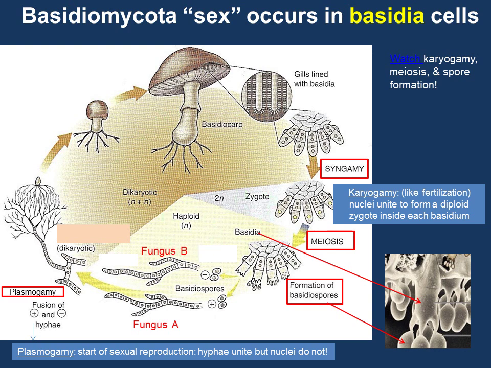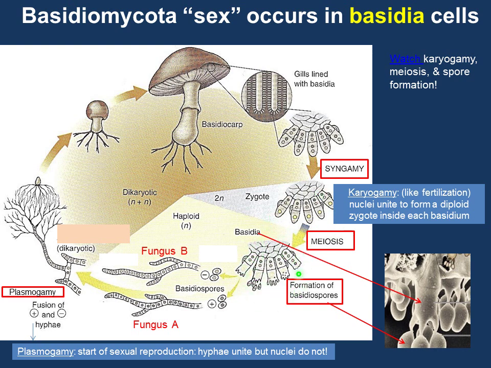Starting with the dikaryotic phase, we can see the development of our basidiocarp. As it grows, it gets its gills lined with basidia. That's where karyogamy occurs, kind of like fertilization. So the nuclei unite to form a diploid zygote. It doesn't last very long, so we have this zygote inside there that goes through meiosis, leaving the diploid stage behind and going into the haploid stage.